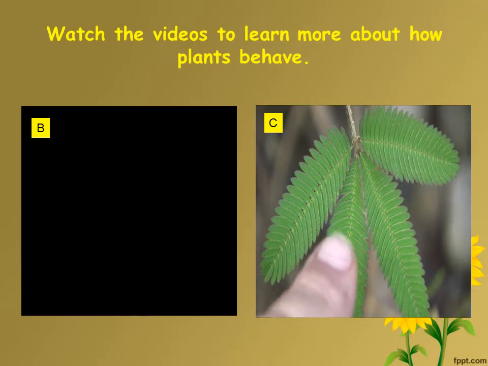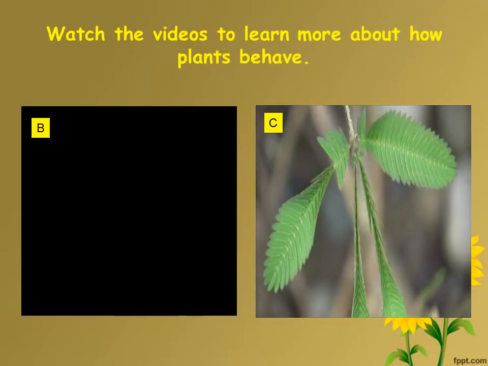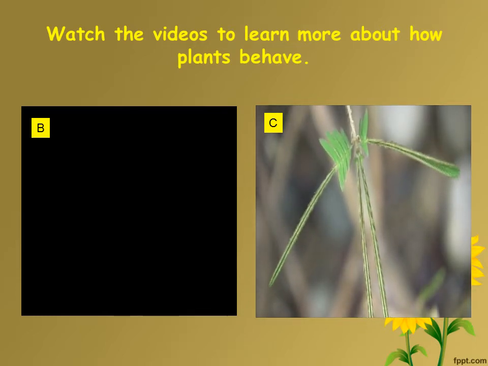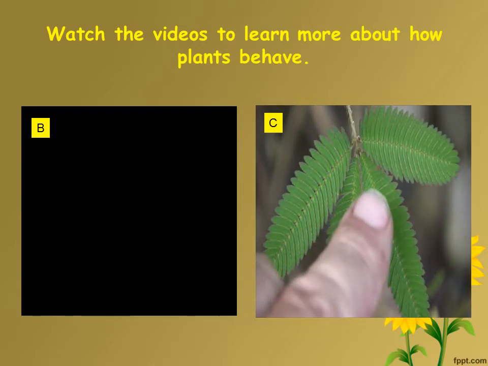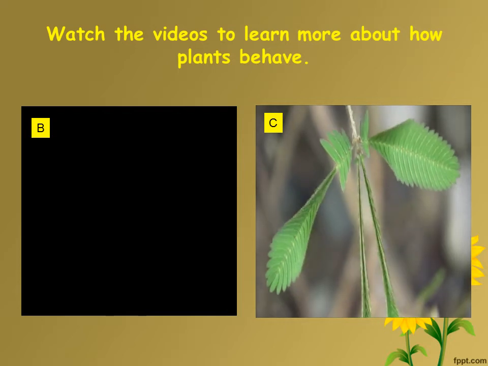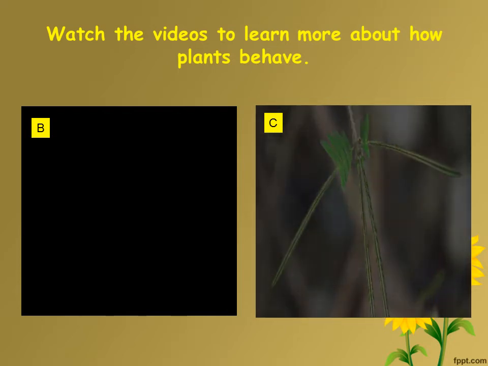Plants move in response to different things. You may have noticed that some plants, such as daisies, close their flowers at night and open in light. Mimosa plants, such as this one, close up when touched. How is this helpful to plants?